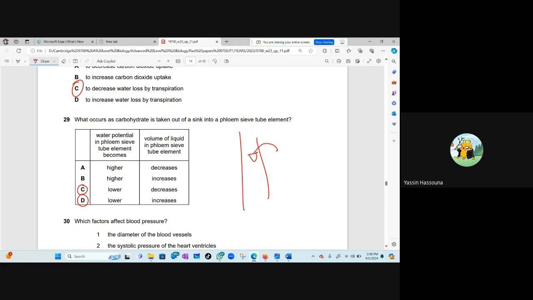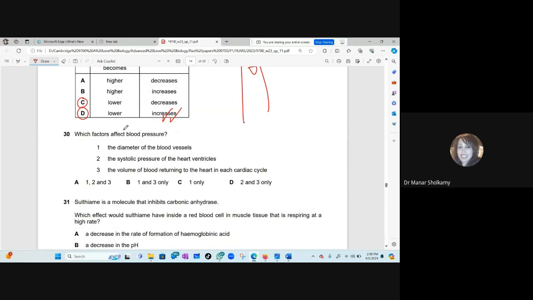The volume of liquid. Doesn't water from the xylem move into the phloem? Correct. So the volume of liquid will increase. Excellent. Very good. So the answer is D. Well done.